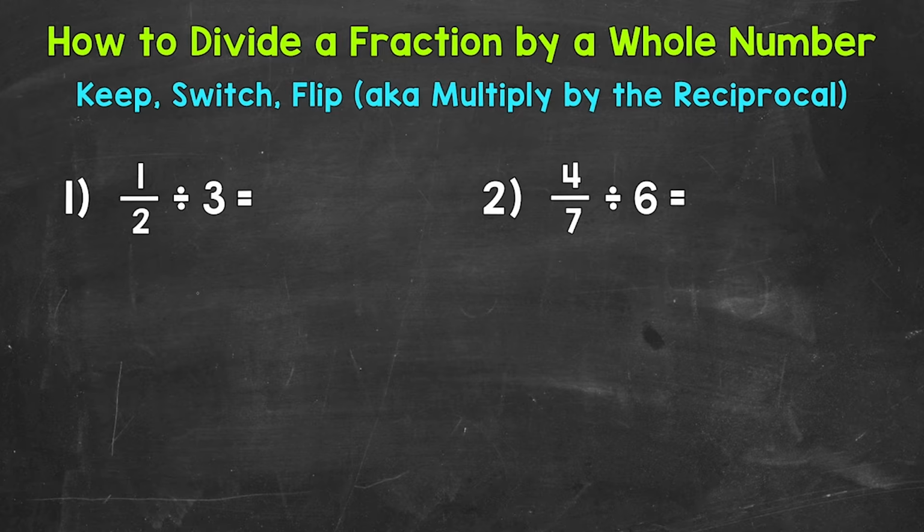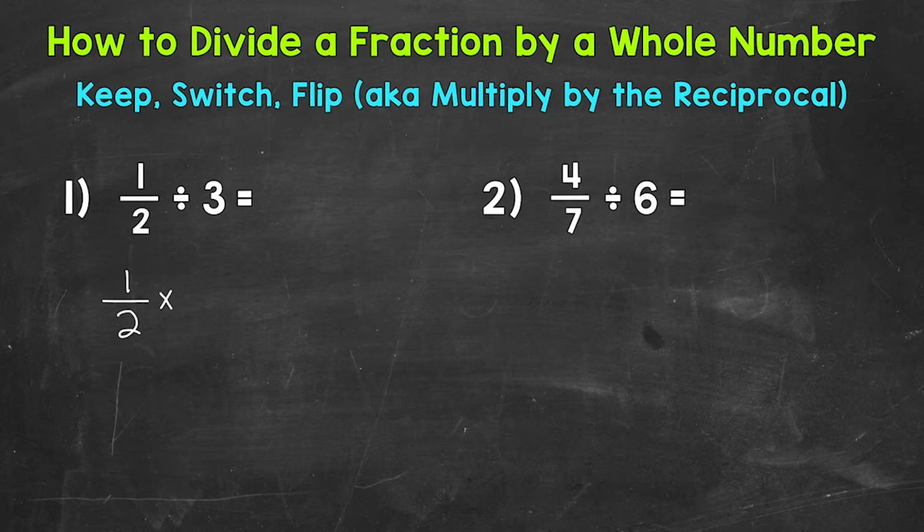Let's rewrite the problem using keep, switch, flip in order to solve this. So always keep the first fraction or number. So let's rewrite the problem. So 1/2 we are going to keep. Then we switch to the opposite or inverse of division, which is multiplication. And since we switched to multiplication, we need to flip the second number or fraction.